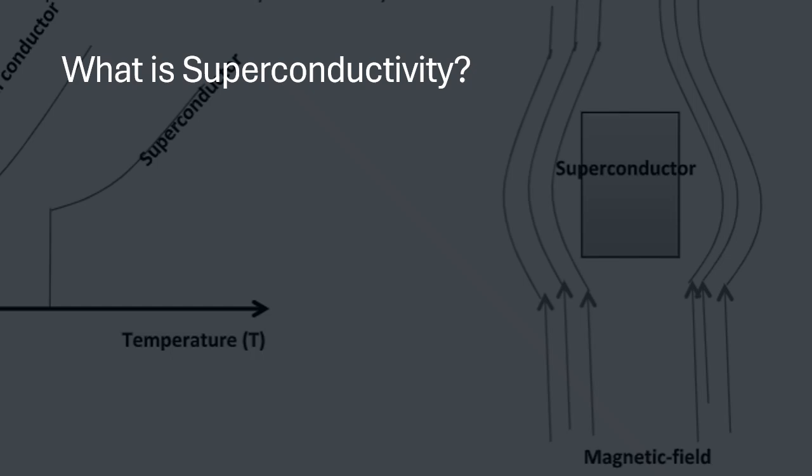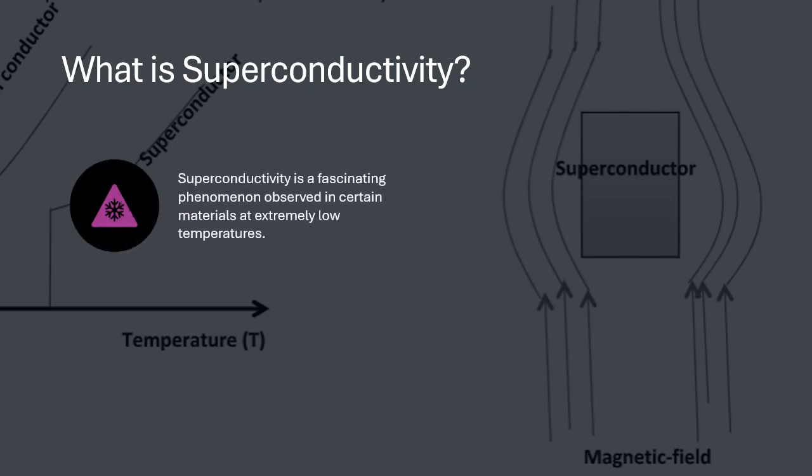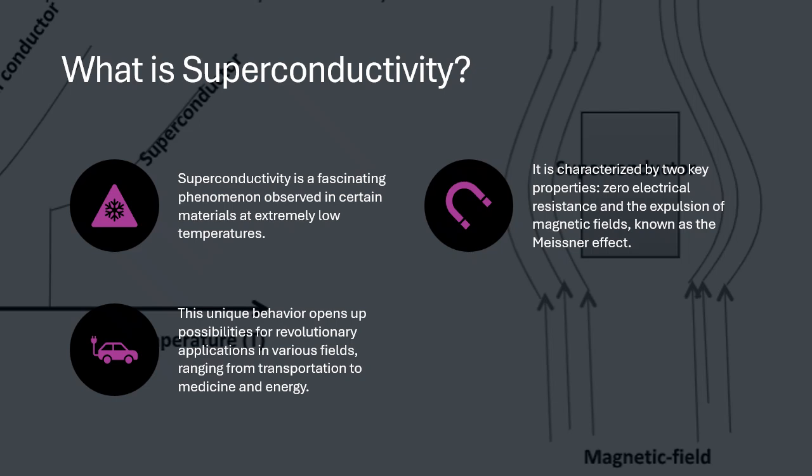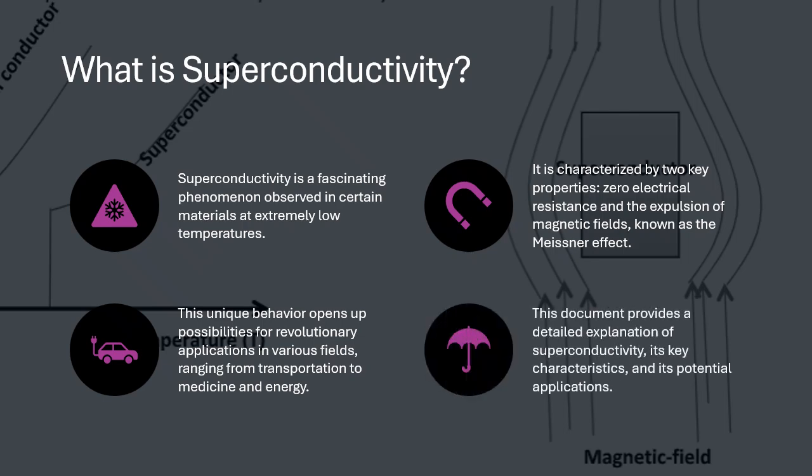What is superconductivity? Superconductivity is a fascinating phenomenon observed in certain materials at extremely low temperatures. It is characterized by two key properties: zero electrical resistance and the expulsion of magnetic fields, known as the Meissner effect. This unique behavior opens up possibilities for revolutionary applications in various fields, ranging from transportation to medicine and energy. This document provides a detailed explanation of superconductivity, its key characteristics, and its potential applications.